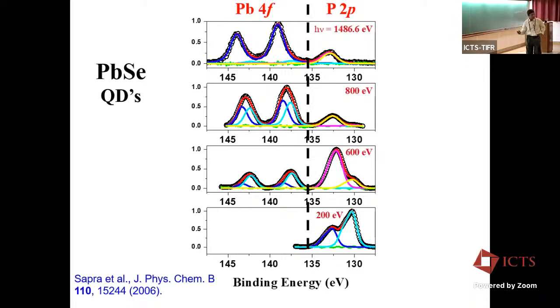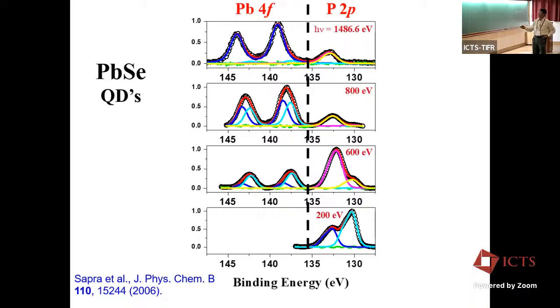This is not what I'm going to talk about, but I've taken this because it's a spectacular example of a lead selenide quantum dot, which is covered with an organic ligand, which has phosphorus. And then one is looking at this same sample with different photon energies: 200, 600, 800, and 1486.6. And you can see how the spectrum changes, the relative intensity. There are two groups of spectral signatures. Here is the phosphorus 2p core level, and this is the lead 4f core level.